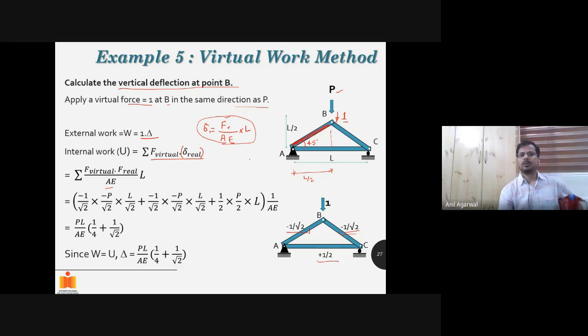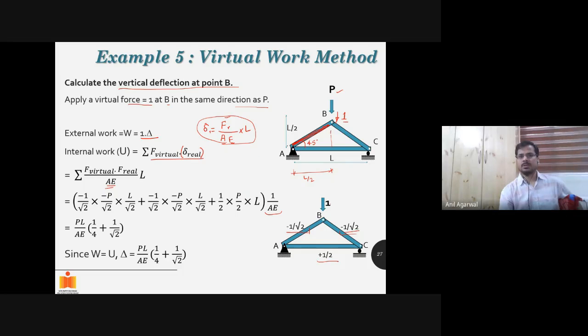Okay. Now we are talking about summation of this expression for three members. The three members have the same AE, let's say. We have assumed the AE to be the same for the three members. So AE can be taken out, 1 divided by AE out, but L has to stay inside because L is different for different members.